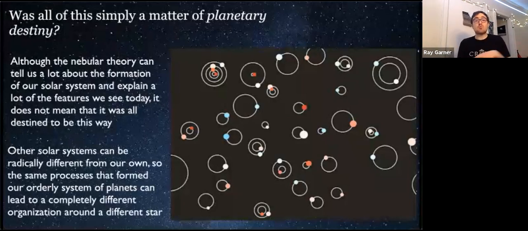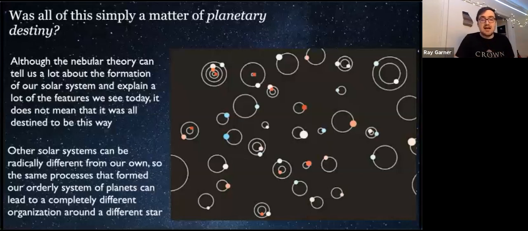Other solar systems can be radically different from our own. So the same processes that formed our system of planets can lead to a completely different organization around a different star. This image, sort of a little raindrop image, shows actual solar systems that we've discovered. Some of them have very big planets very close to their stars. Some of them have multi-planet systems. Some of them just have a single planet.